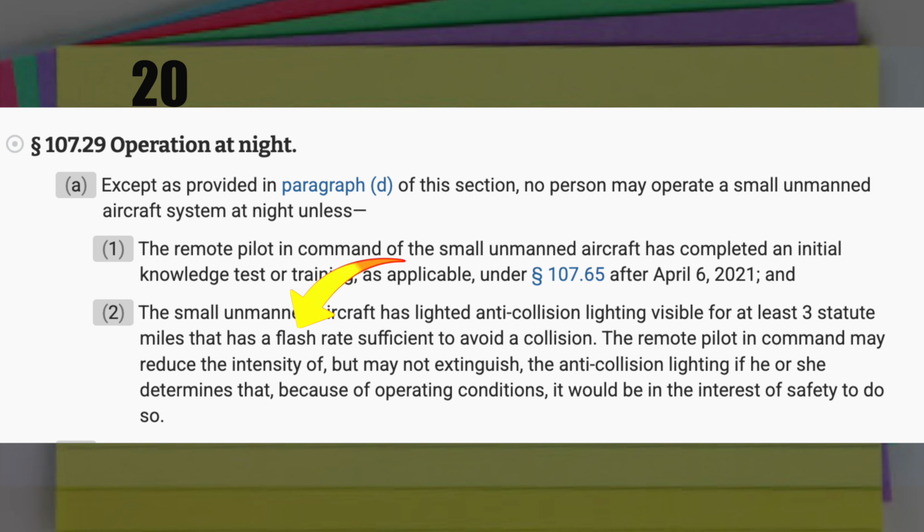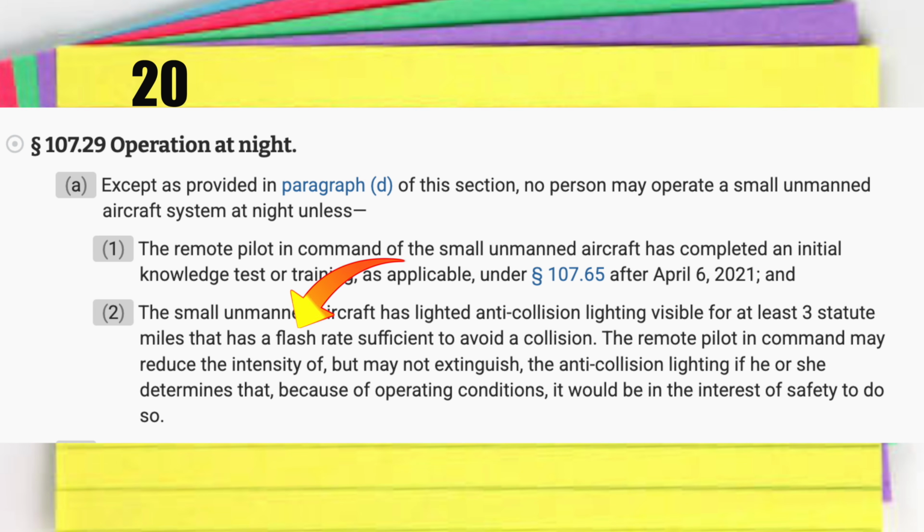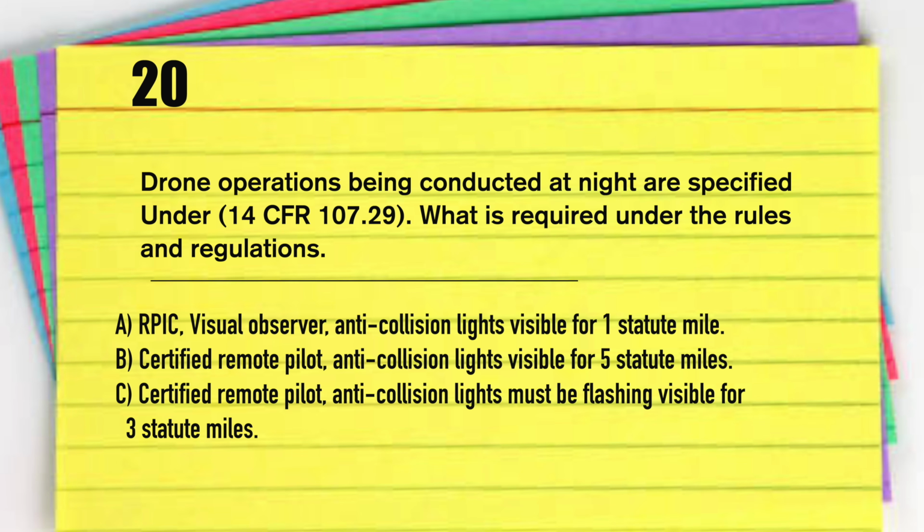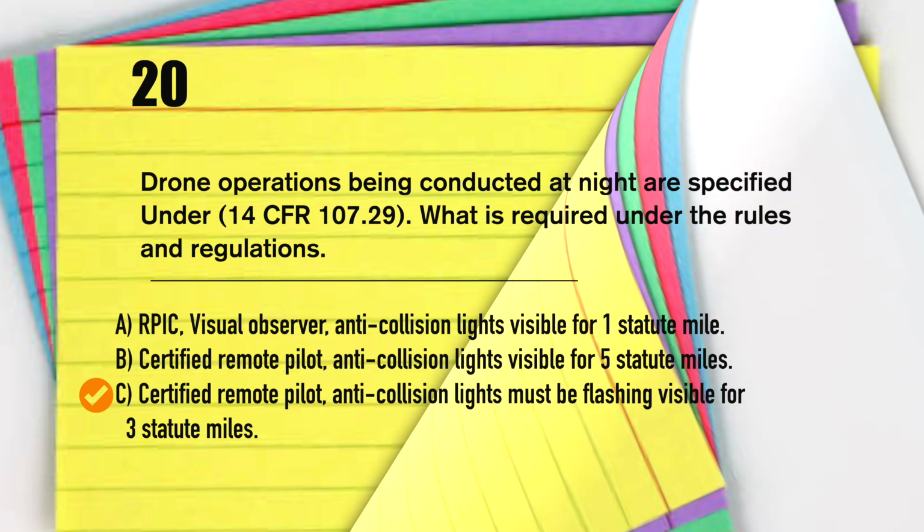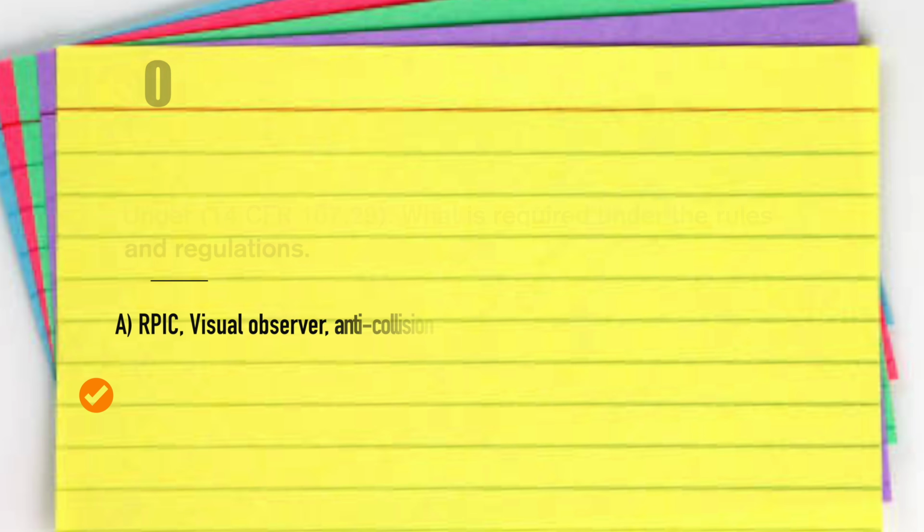If I didn't just mention that, would you know that when it was time to take the Part 107 exam? Well, I'm telling it to you right now. Anti-collision lights must have a flash rate. Look for that on the exam. And you can see that the only answer that has all 4 of those requirements is C. And I bet some of you are so happy that I went over that question.